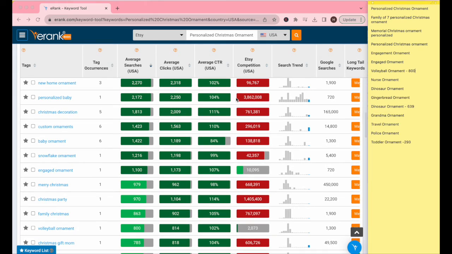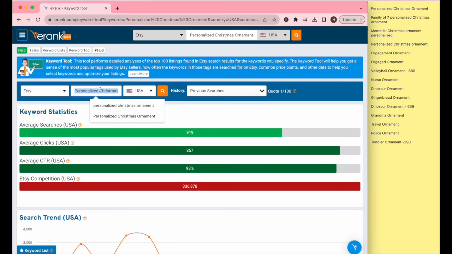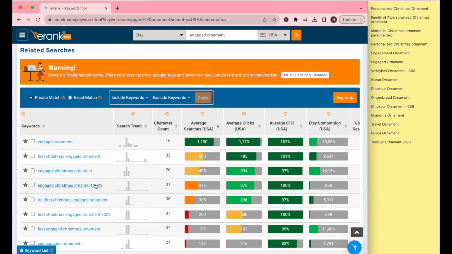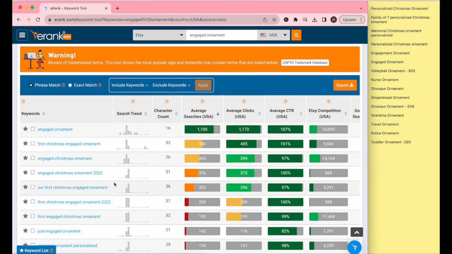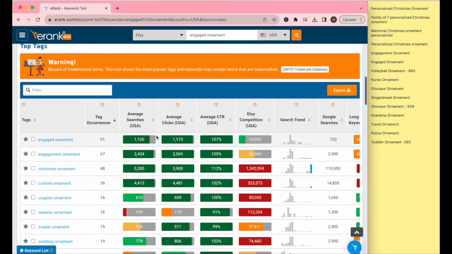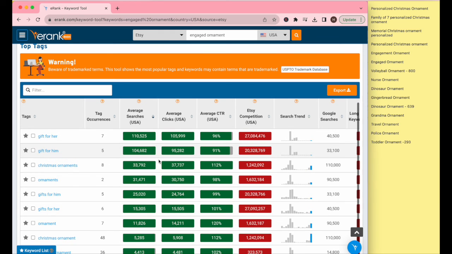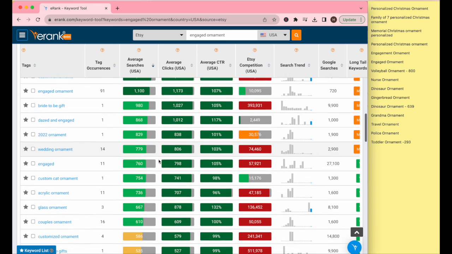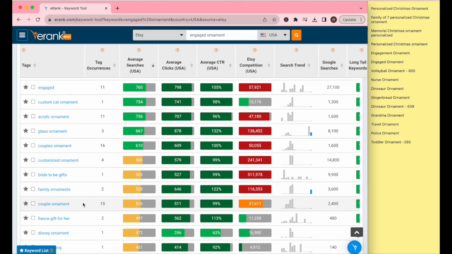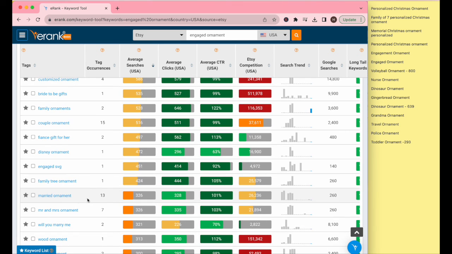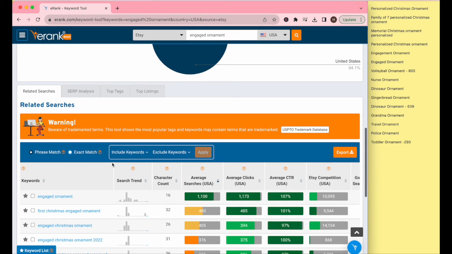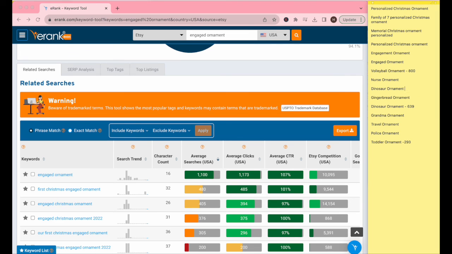And the engaged ornament, I really like the engaged ornament. So then when I find some I want to do, I would go here and go to engaged ornament. Okay, and then here you're going to find engaged ornament, first Christmas engaged ornament, engaged Christmas ornament. I would not use 2022 because it's 2023. All of these are really good. And then, you know, I'd go back to here, also search by searches. Couple ornament, married ornament, Mr. and Mrs. ornament, all those things. So this is just how I get an idea of what is selling. So engaged ornament is one I would do. Dinosaur ornament is one I would do if I was looking to do ornaments right now.